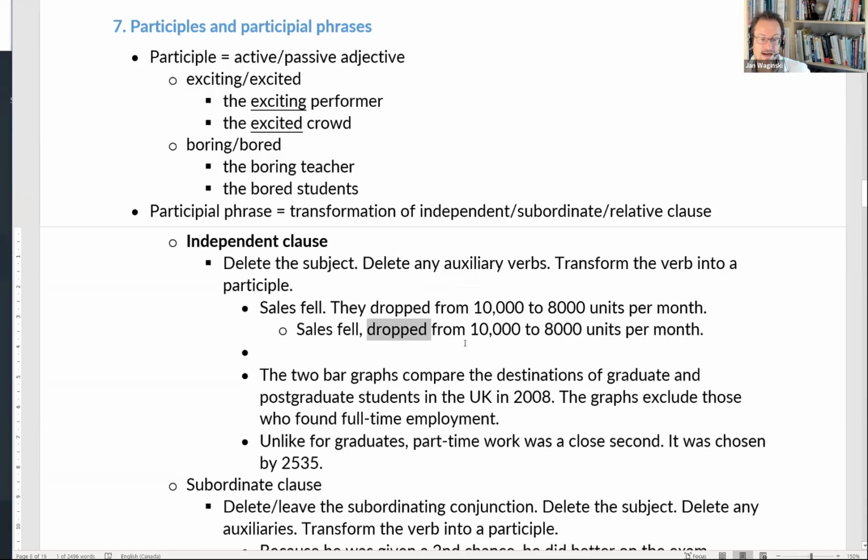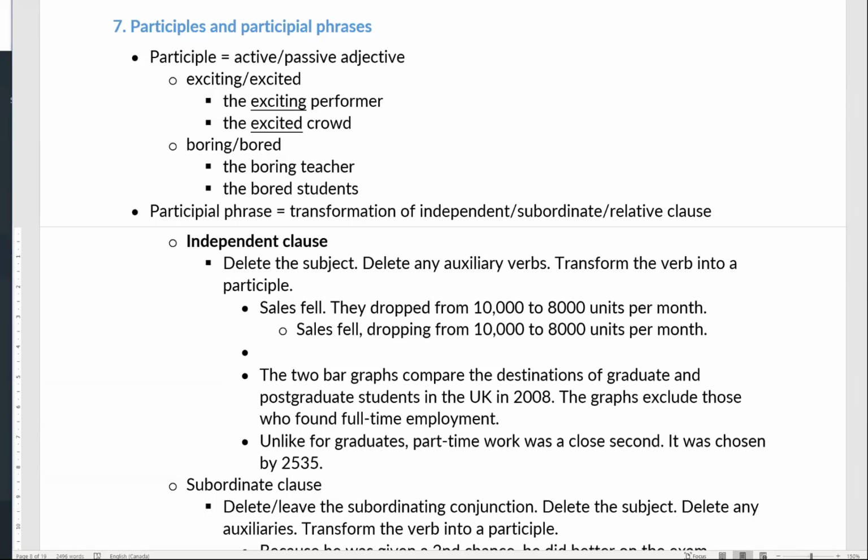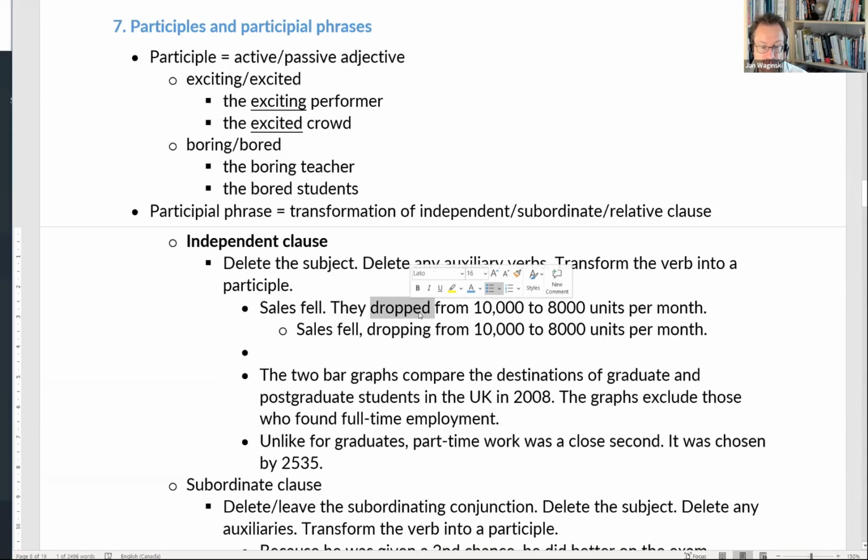So is dropped active voice or passive voice? Active. It's active voice, right. So what's the participle version of this? Same. Dropping. The ing participle is the active form of the participle. So this is not passive voice, this is past tense. Right? Regardless of the tense, whether this is present or past, it just changes into this version.